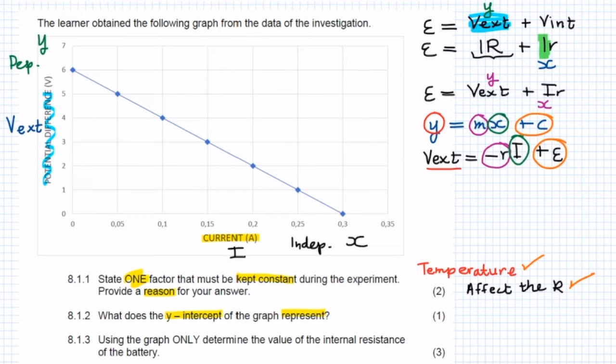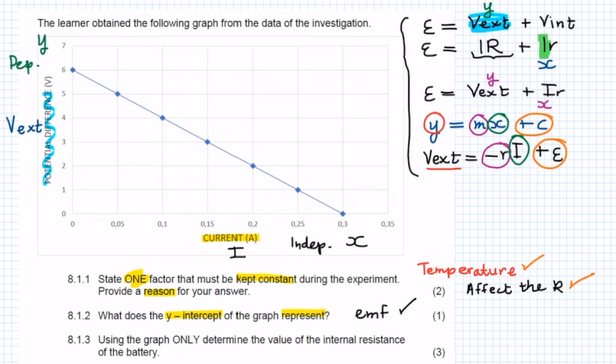So question 8.1.2 says, what does the y-intercept of the graph represent? In order to answer questions like these, it is very important that you master manipulating equations as I just did. So practice this over and over again until you get it right. We can now answer this question and say that the y-intercept is the EMF, and that's going to get us 1 mark.